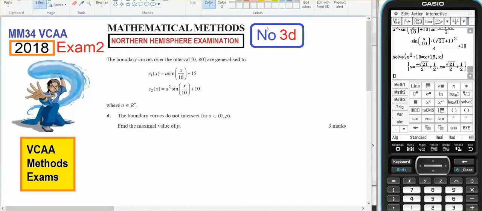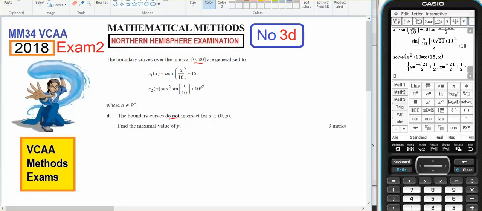This is for Year 12 Methods, from the VCAA Northern Hemisphere Exam 2 for 2018, question 3D. The boundaries of the curves over a particular domain are these. The boundaries do not intersect for a particular value range of A. Find the maximum value of P. So if I could find the value of A that makes them intersect, then that will be the maximum value that P can approach but not equal.